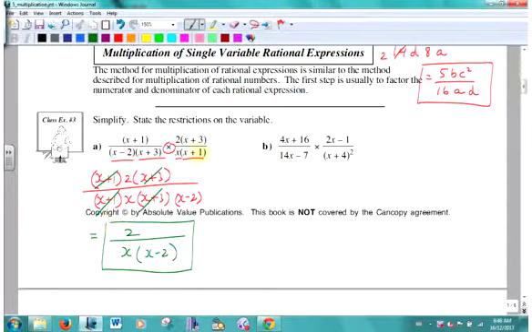What are my restrictions? X can't be 0. Well, let's just write it in one line. X can't be 0 or -1 or -3 or 2. That's pretty much it. The only difference is maybe we have to factor first.